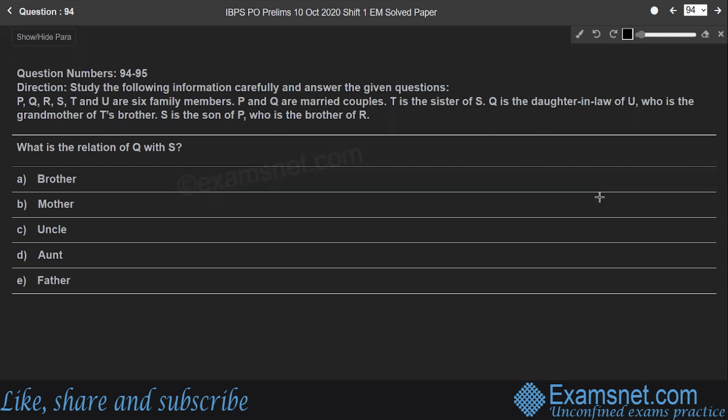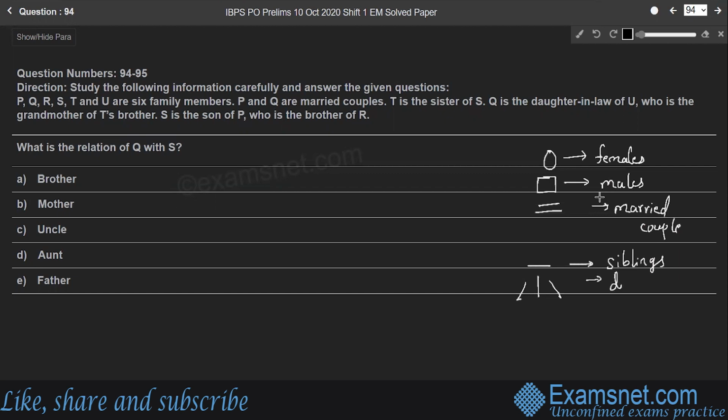So let us represent these relationships using some symbols. Let us make a family tree. Here, the circular symbol indicates all females, a square symbol indicates all males, parallel lines indicate a married couple, a horizontal line indicates siblings, and a vertical line or a slanted line indicates a difference of generation. That means father to daughter, father to son, mother to daughter, or mother to son.